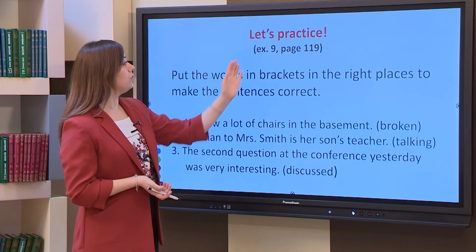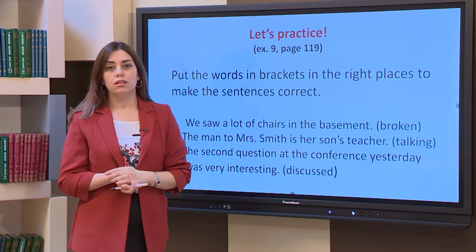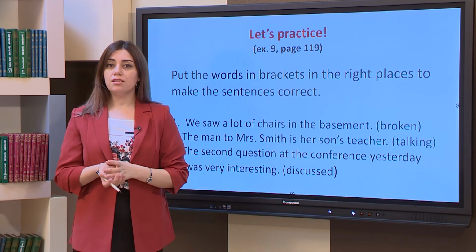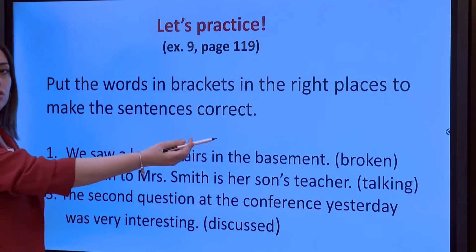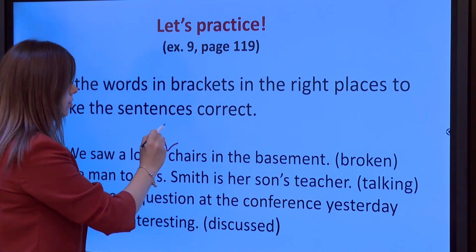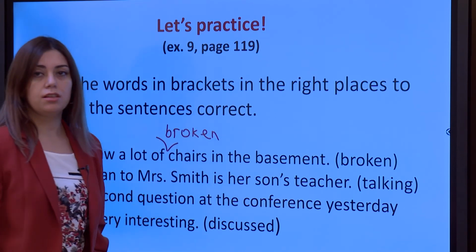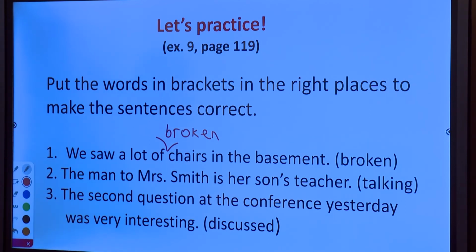It's also from your book on page 119, okay, exercise 9. We are going to put the words given in the brackets in the correct place in the sentences, okay? So let's see. We saw a lot of chairs in the basement. Broken is given for us. So what kind of chairs? Broken chairs. The word broken is going to come here. Because it describes the noun. What kind of chairs? Broken chairs.